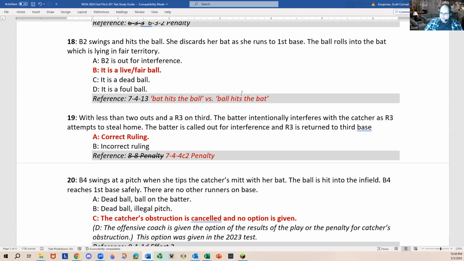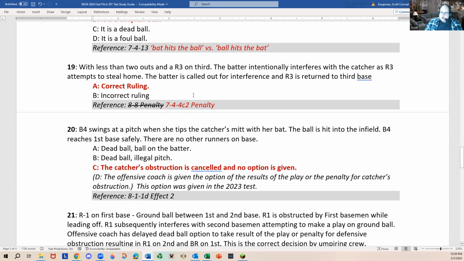It's fair, play on. Now, if the ball should be rolling on fair territory and the runner throws the bat and the bat hits the ball as it lands, that's a different scenario. We actually have interference in and out. In this particular case, it's very clear that the ball rolls into the bat. That's a nothing. It's a live ball, fair ball, play on.